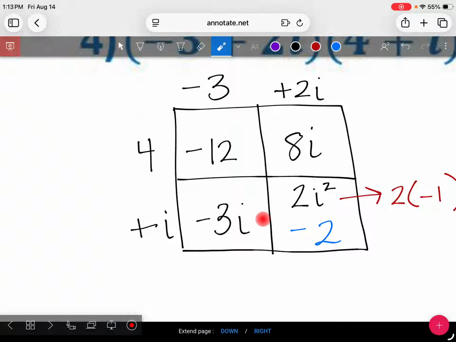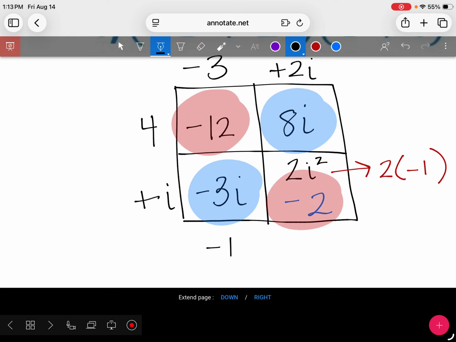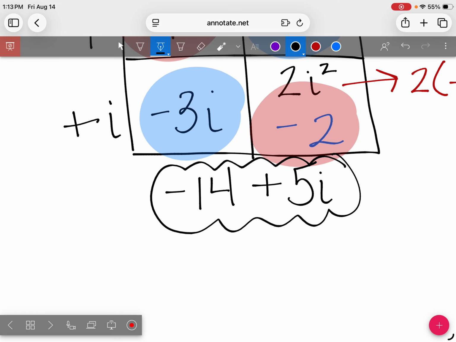All right, who had their box similar to my box? At least 2 of the squares, right? Okay, let's go ahead and combine our like terms. So these are my real numbers, and these are imaginary. So my final answer would be negative 14 plus 5i. And that's that.